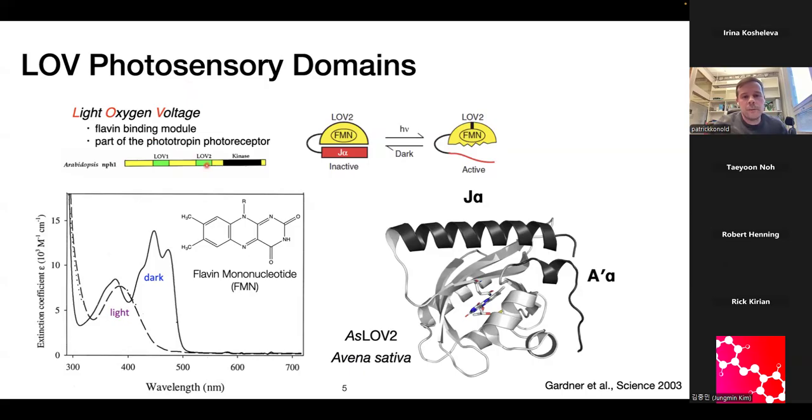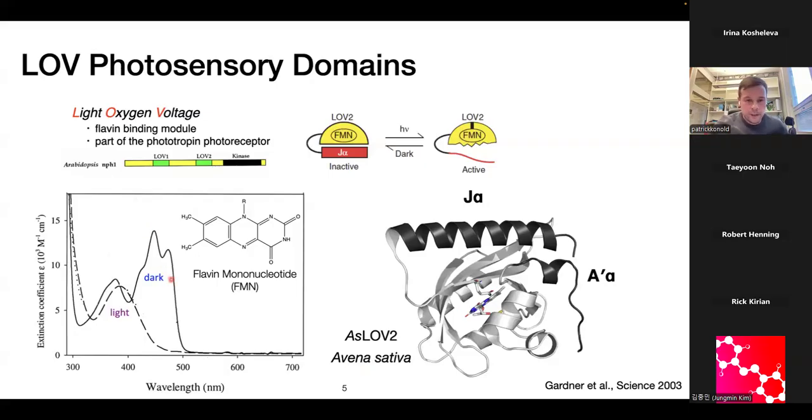The LOV2 domain in particular is an interesting one, which is shown here on the bottom right, where you have an embedded flavin chromophore. This is flavin mononucleotide, and then a very large alpha helix, which is known as the J alpha helix, docked on top of this beta sheet opposite the chromophore. And then on the N-terminal side, you have a much smaller helix, which is known as the A prime alpha helix. This is from Avena sativa, which is actually oat.